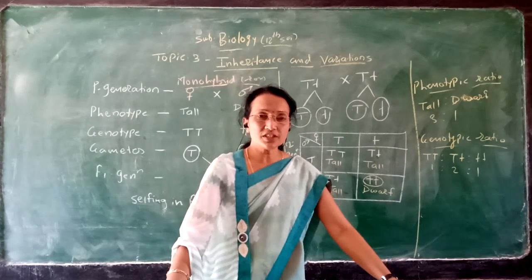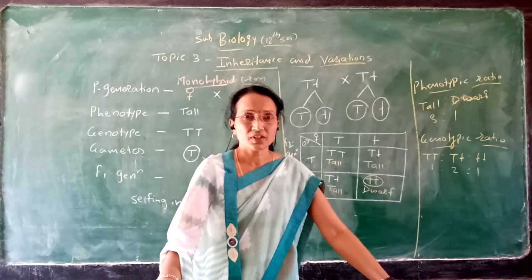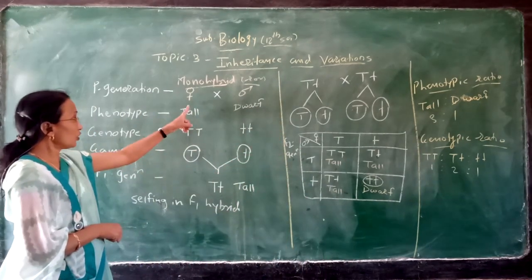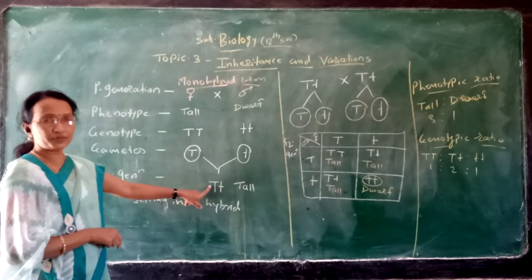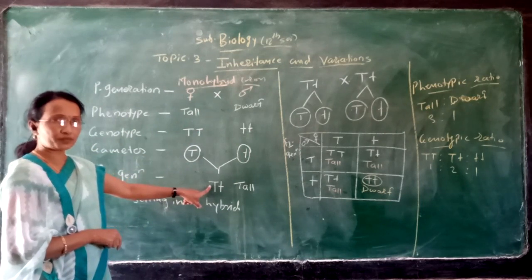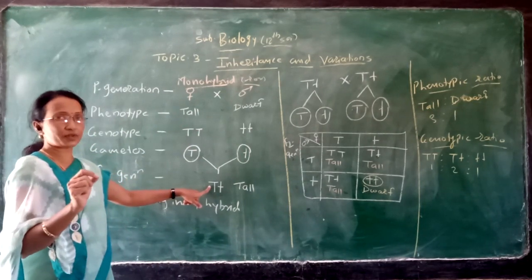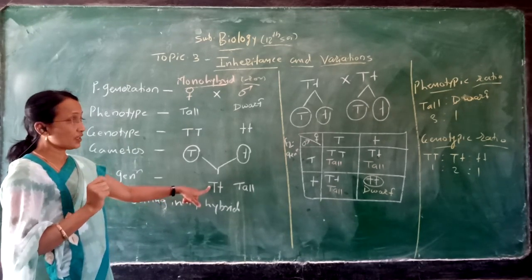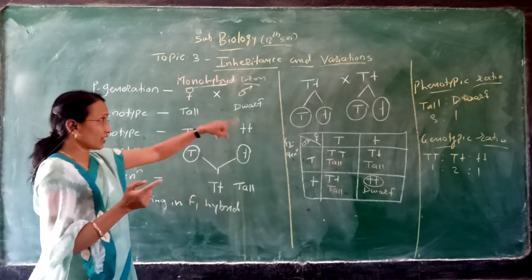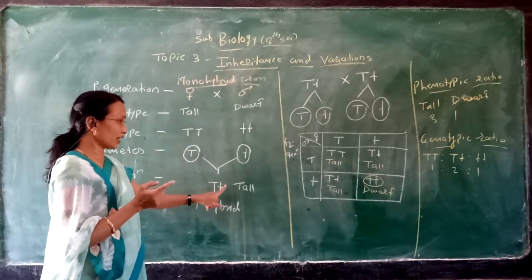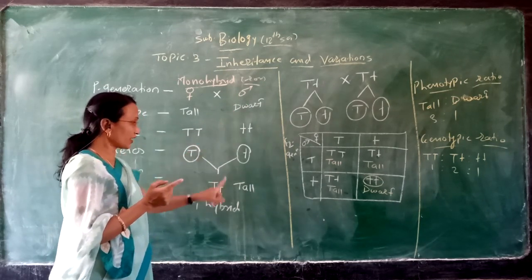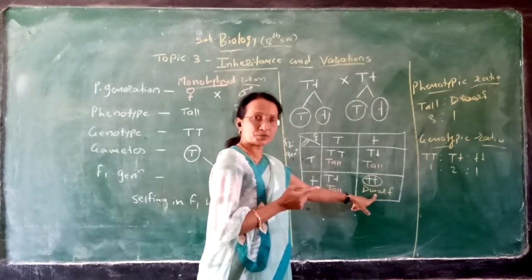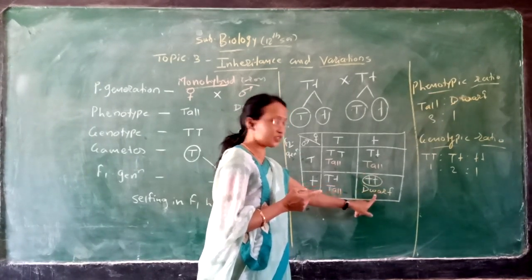Lastly, the conclusions of this monohybrid cross. There are two main conclusions, from which the first one is only dominant traits are observed in F1 generation. Means only dominant characters are present. Only dominant characters are expressed in F1 generation. And the second conclusion is the character which is suppressed in the F1 generation, that is the dwarf character, is expressed in the next generation, in F2 generation. So here one is dwarf.